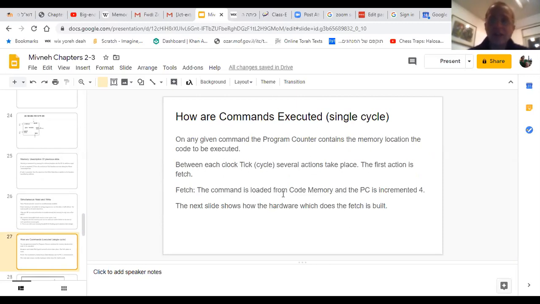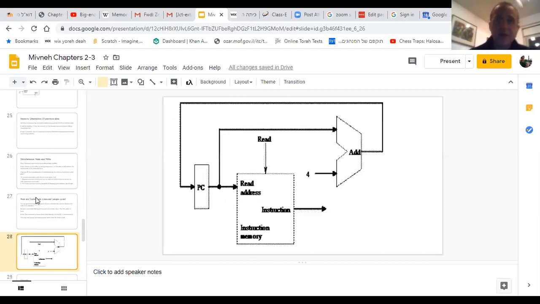What does fetch do? The command is loaded from the code memory and the PC is incremented by 4. So two things go on during the fetch phase. We load the command from the code memory, kind of like sticking it into a register. We copy it from the memory that we just talked about in this picture into the CPU, into the actual hardware. The next slide shows how the hardware which does the fetch is built. So let's go to the next slide. So here we go.